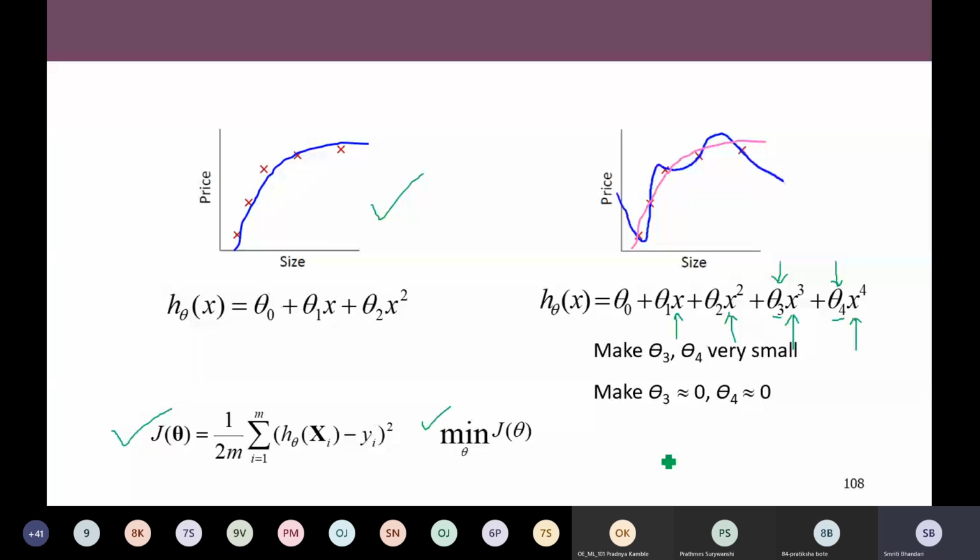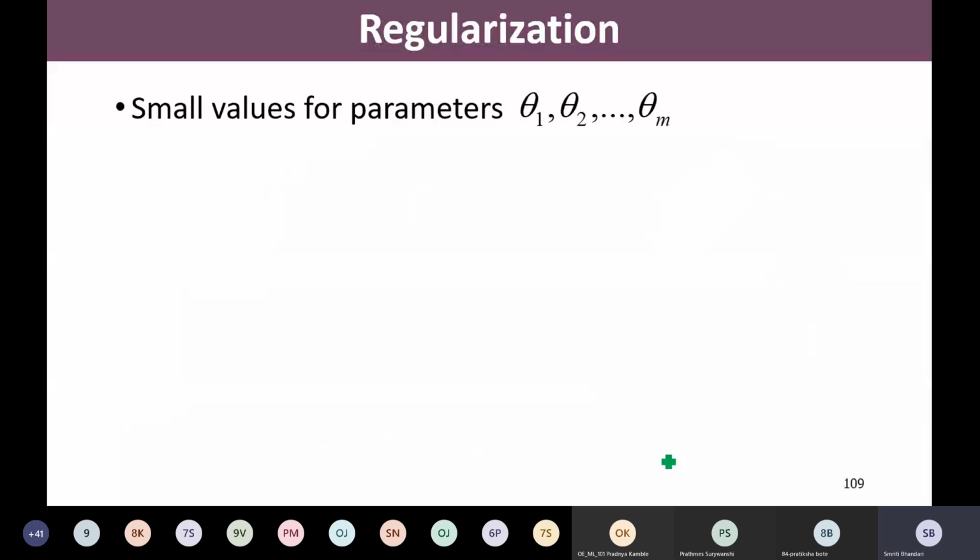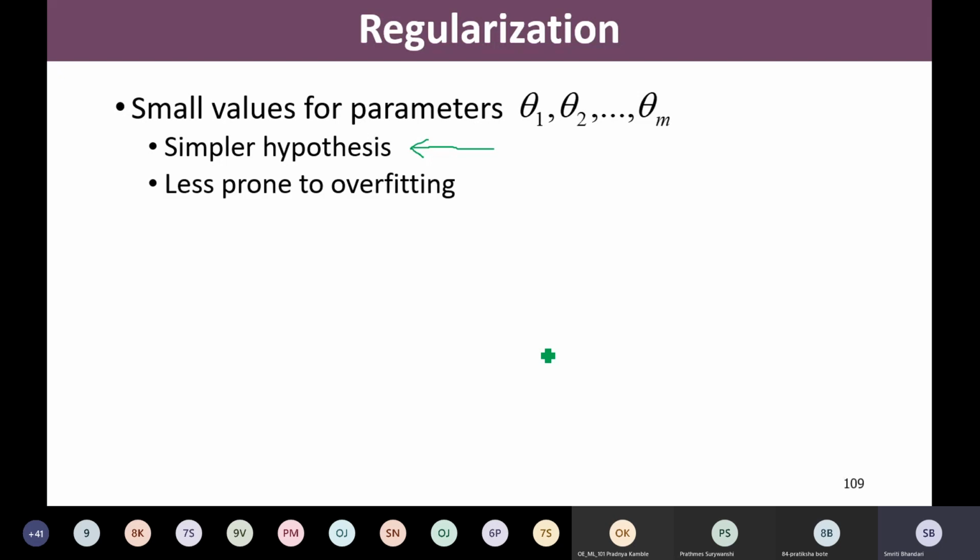Okay, so let me give you the regularization cost function, or the cost function with regularization, and then we'll conclude the session. So we now have small values of parameters theta 1, theta 2 up to theta m in regularization. If we have small values of parameters, obviously it helps us come up with a simpler hypothesis instead of a complex one, right? And if we follow such an approach, it is possible to address the overfitting problem.